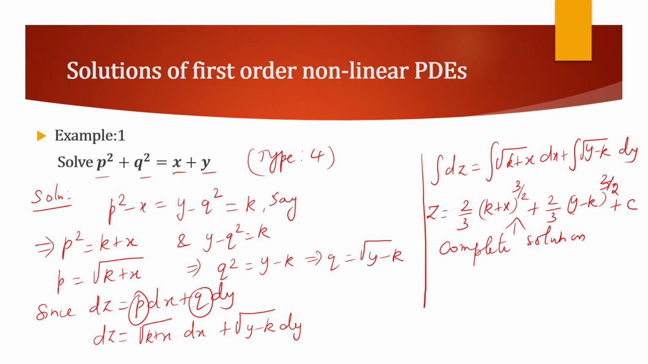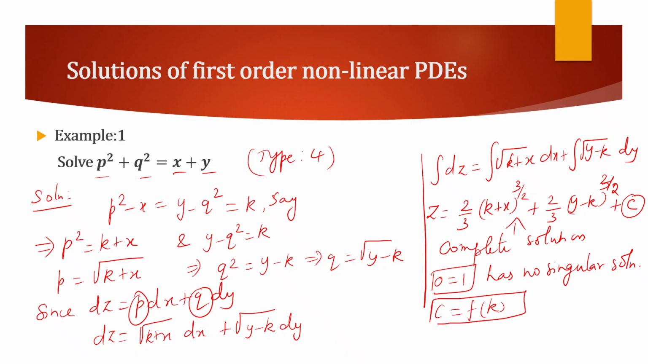For finding the singular solution, we have to differentiate this complete solution with respect to the arbitrary constants. So first, when we differentiate this partially with respect to c, we get 0 is equal to 1, which is absurd, which means this equation has no singular solution. And for finding the general solution, we can take c as function of k, and then replacing it in the complete solution and differentiating it with respect to that arbitrary constant k, and elimination of k gives the general solution.